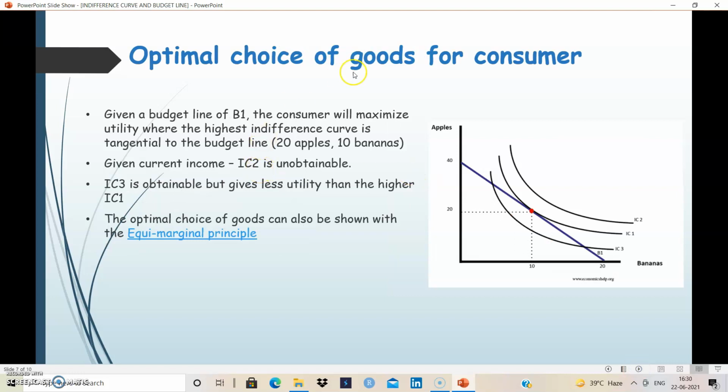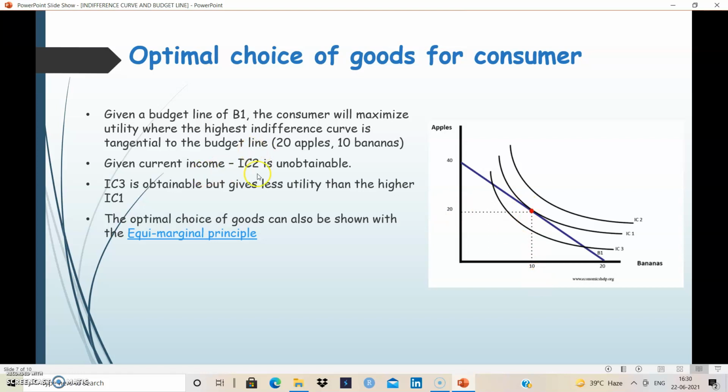Coming towards the optimal choice of goods for consumers. Here we see, given a budget line B1, the consumer will maximize utility where the highest indifference curve is tangential to the budget line. See, 20 apples and 10 bananas.